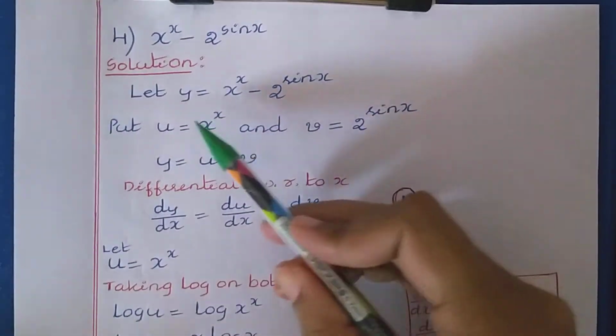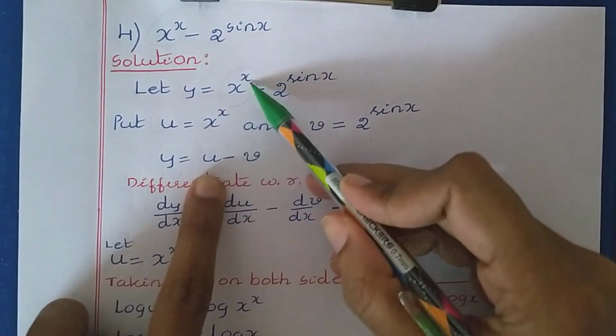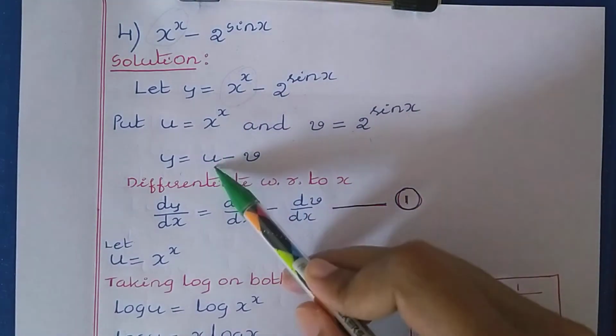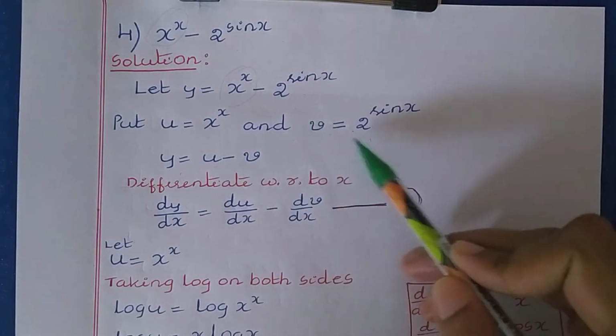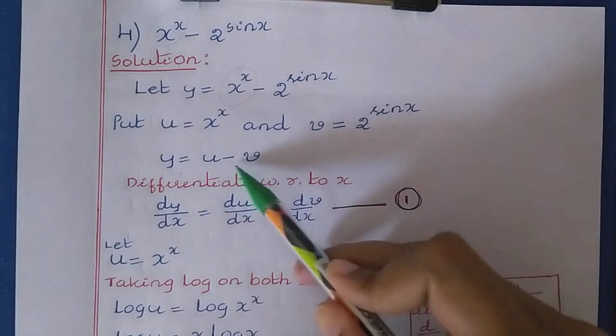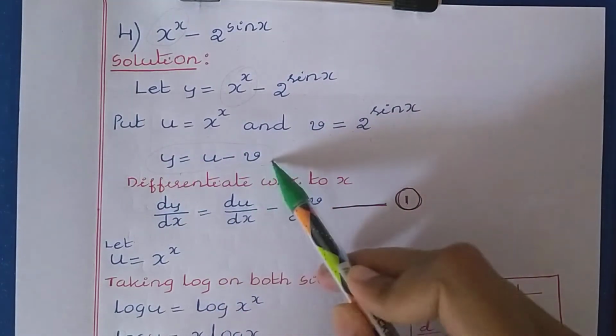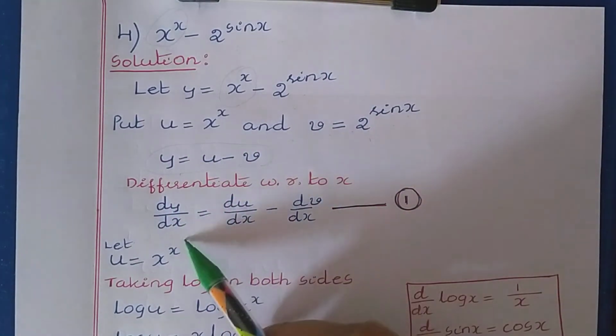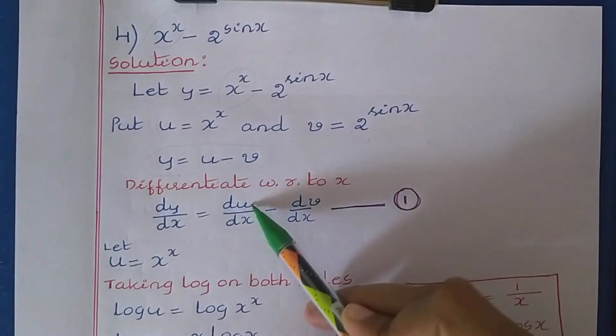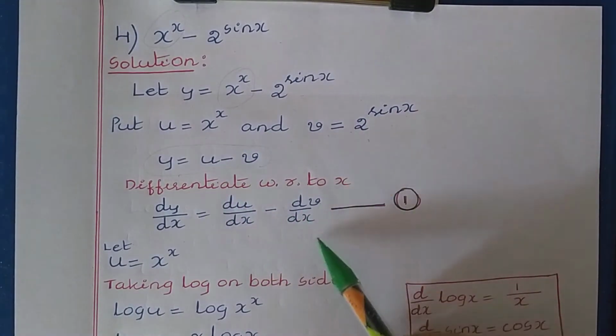Then here we get y is equal to x^x we have taken as u, so u minus v, v is 2^(sin x), so minus v. Next to differentiate this, we get dy by dx is equal to du by dx minus dv by dx.